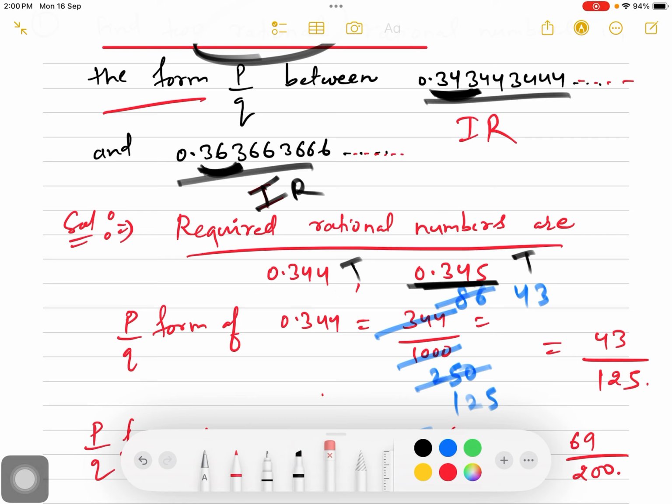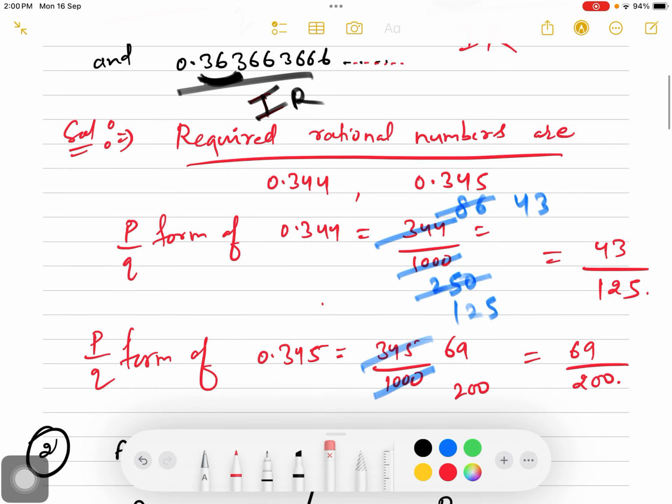Two rational numbers I have written, but I wrote in the decimal expression. They are asking in the p by q form. Now I have to change these numbers into the p by q form. So the p by q form of the first number, 0.344: after the decimal, how many digits are there? Totally 3 digits are there, 3 4 4. So when you remove the decimal, you divide by 1000, because 3 digits are there after the decimal. So this number will be 344 by 1000. Now the simplest form of 344 by 1000, so I divided by 4.